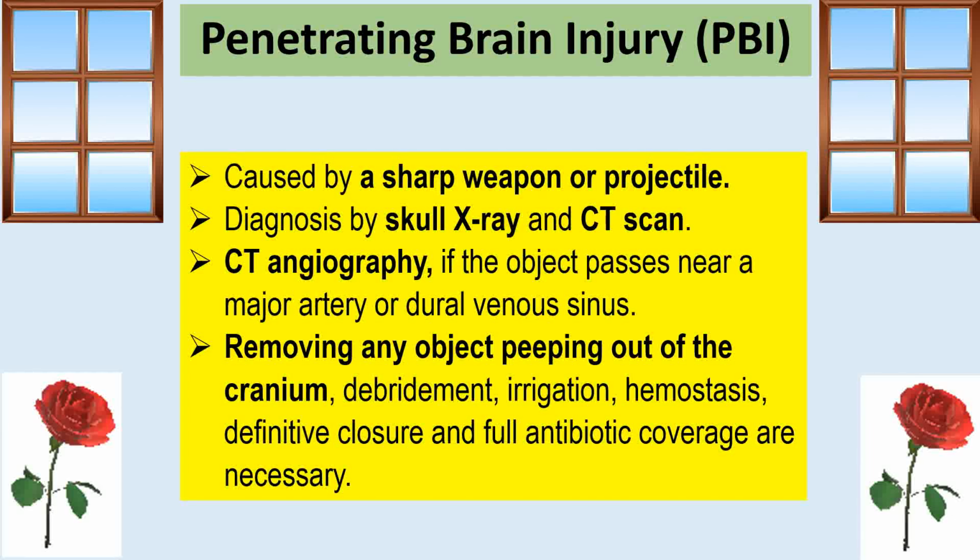A penetrating brain injury is a wound in which a sharp weapon or projectile perforates the skull and breaches the dura and meninges. A skull X-ray and CT scan should be used to assess the nature of the injury. A cerebral angiography is indicated if the object passes near a major artery or dural venous sinus. The treatment consists of operative exploration to remove any object protruding out of the cranium, debridement, irrigation, hemostasis, and definitive closure. Full antibiotic coverage is given to decrease the risk of meningitis or abscess formation.